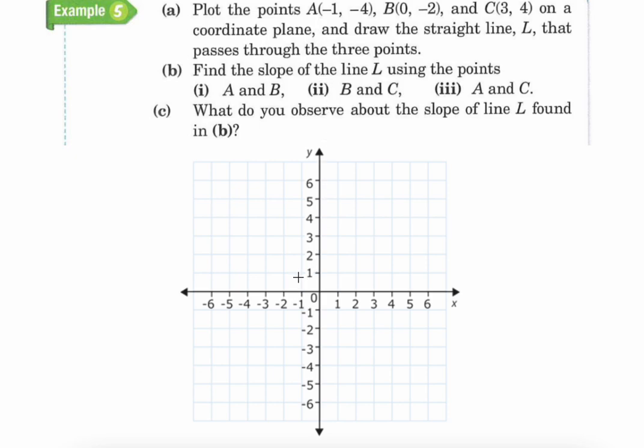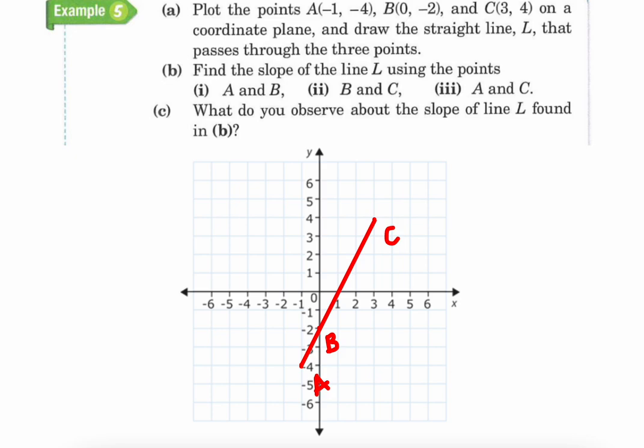Okay, you should have plotted negative one, negative four. That's A. Then zero, negative two. That's B. And then three, four. That's C. All right, and then they said to draw a straight line L through my points, which I can, so that's good.